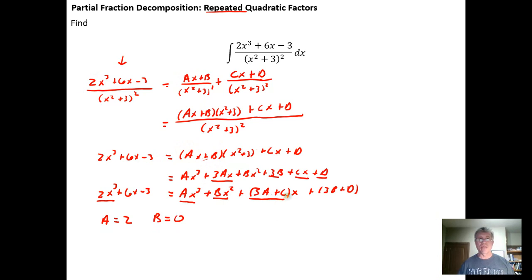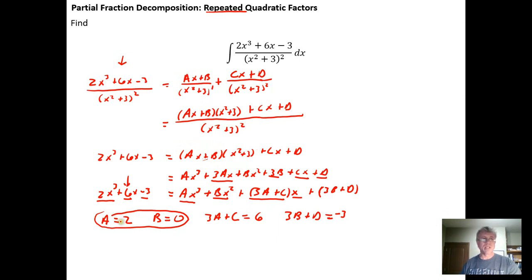And then here I have 3a plus c. 3a plus c is the coefficient on the x term, or the linear term. So it's going to need to be equal to 6. 3a plus c needs to be equal to 6. And then here the constant term is 3b plus d. And the constant term over here is a minus 3, so this will need to be equal to negative 3. So we've got 4 unknowns and 4 equations, and for these two, we already know what a and b need to be.